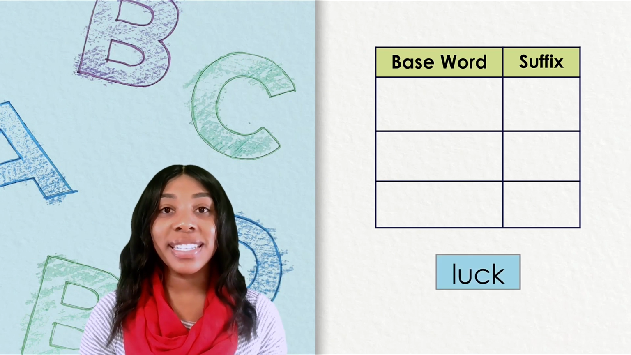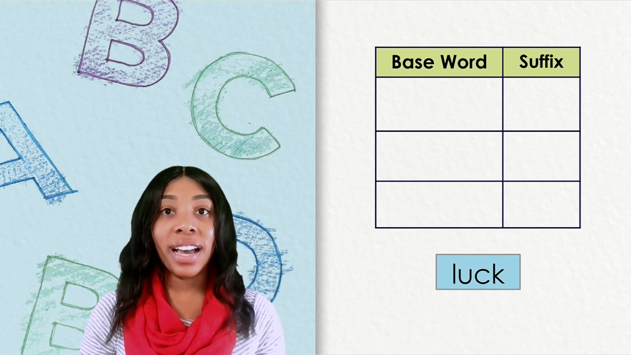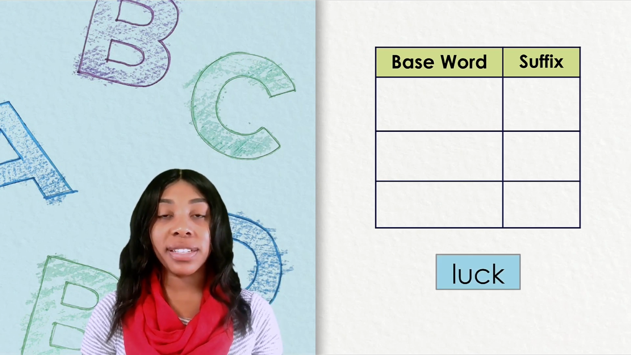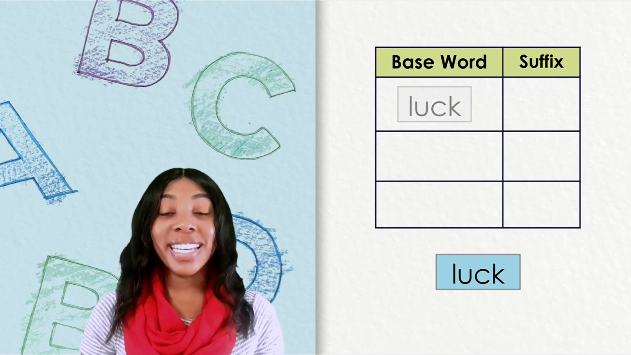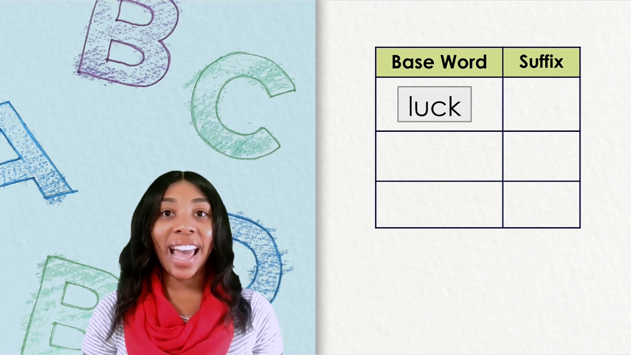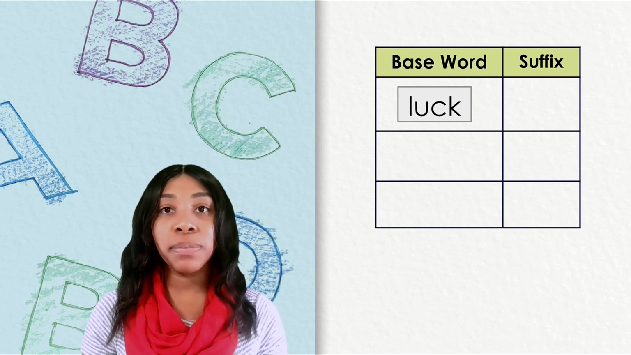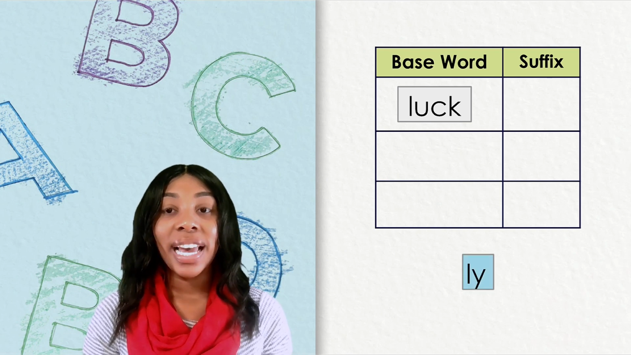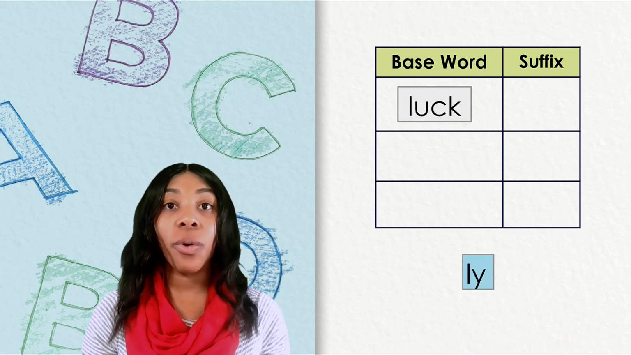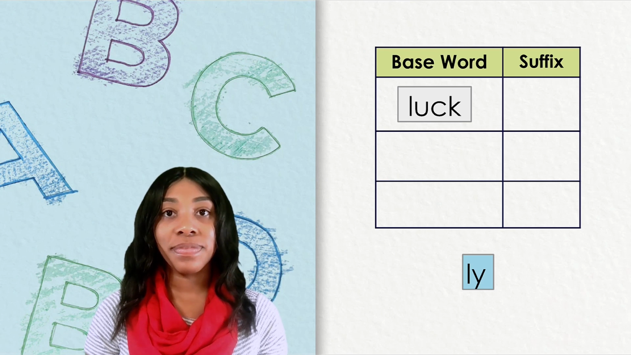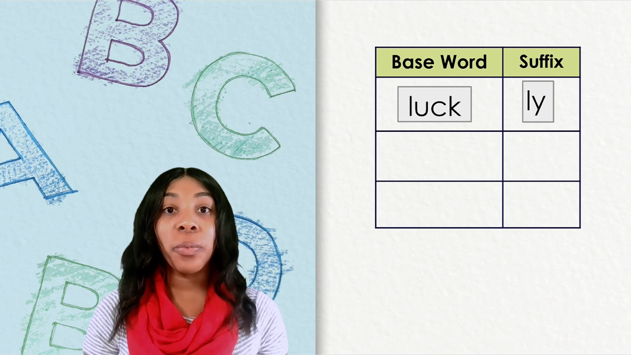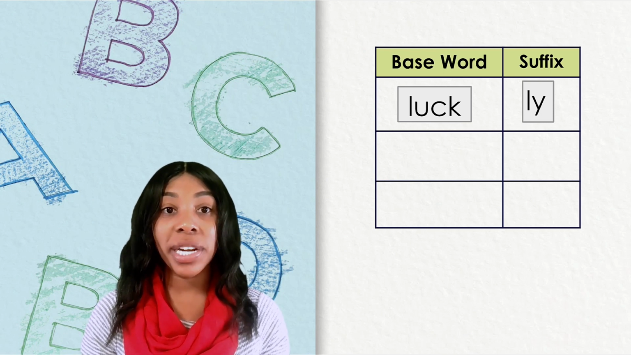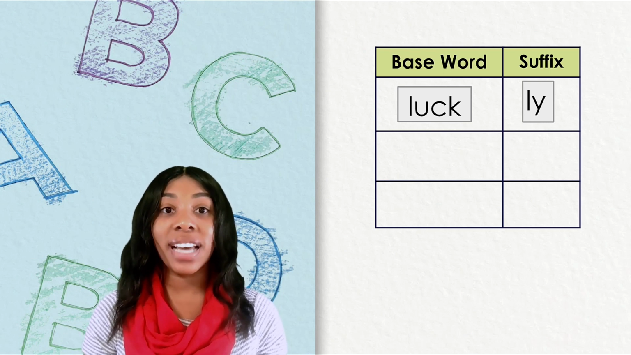Our first word is luck. Is luck a base word or a suffix? Luck is a base word. We can add affixes to this word to change its meaning. Our next part is lee. Is lee a base word or suffix? Lee is a suffix. We can add it to the end of a base word to mean having the qualities of.